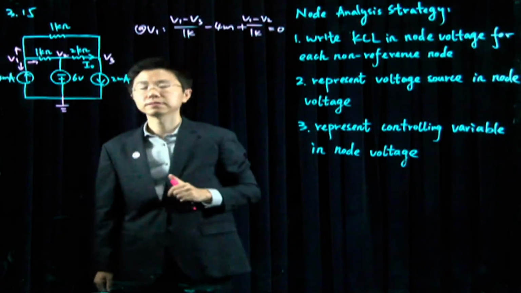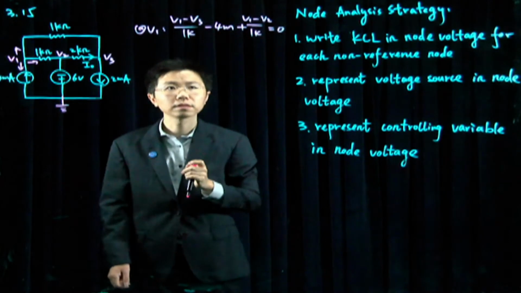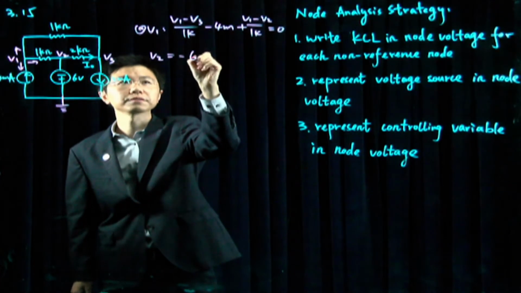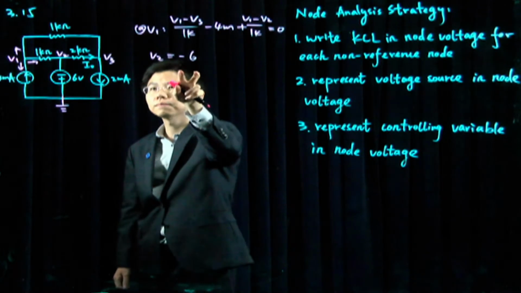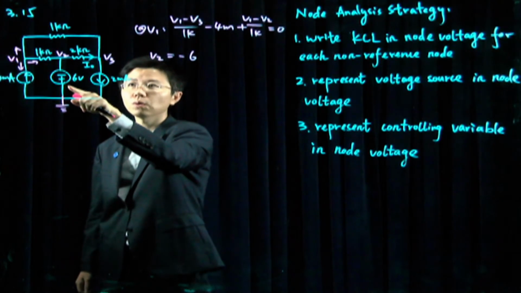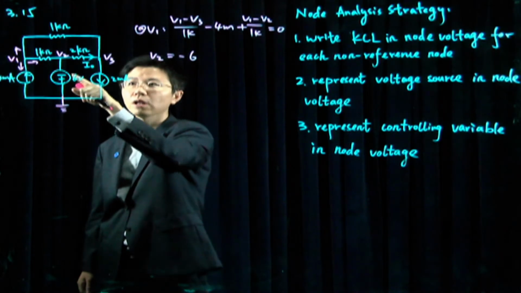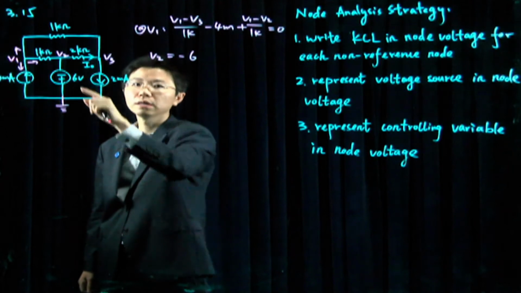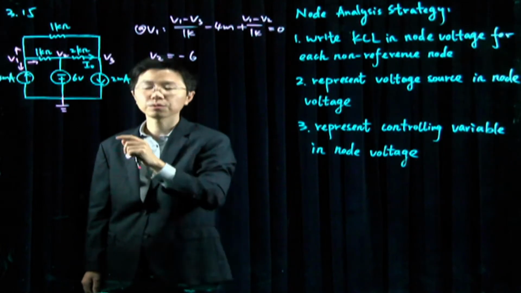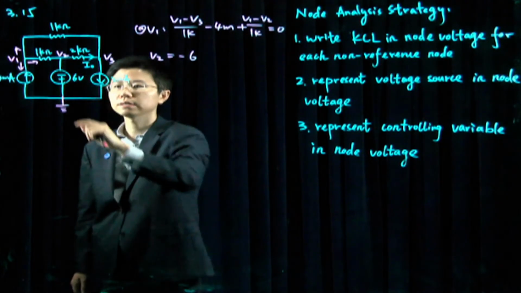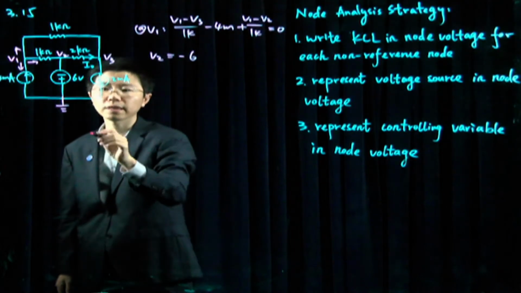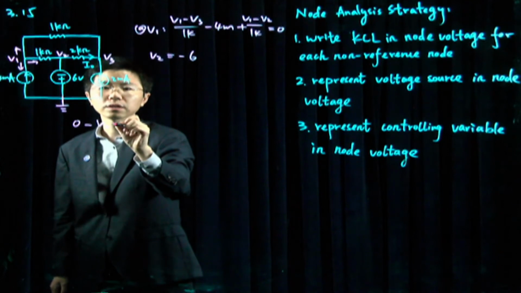For the second node, because I'm choosing one terminal of this voltage source as my ground, I can easily write V2 equals negative 6. The reason is that the positive terminal of this voltage source has been chosen as the ground, so the other terminal should have a lower voltage potential. In fact, it's 6 volts lower. So 0 minus 6 ends up with V2 as negative 6 volts. Or you can write the voltage difference across your voltage source according to its polarity: 0 minus V2 equals 6, right?